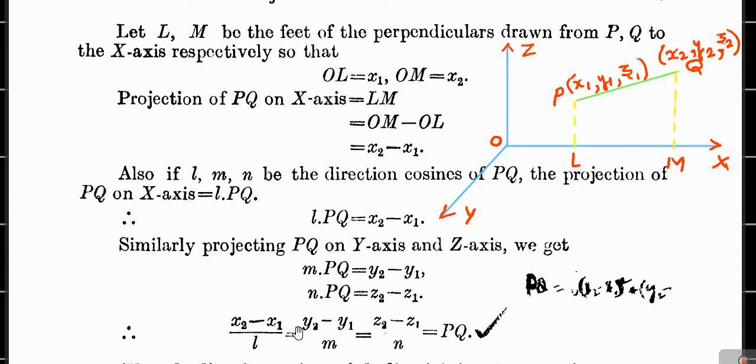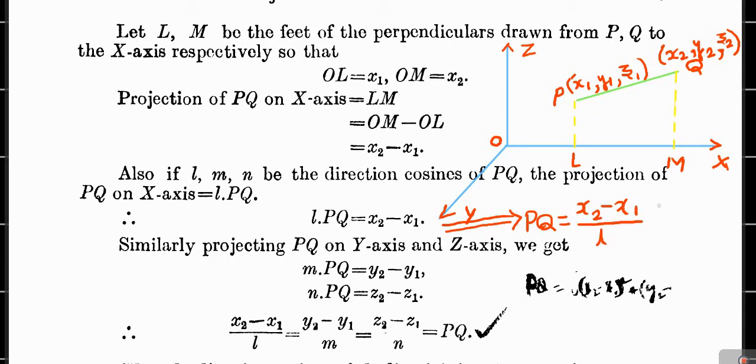Now this relation can be simplified and written in an equivalent form. What we obtained is L into PQ is equal to x2 minus x1, and this relationship implies that PQ will be equal to (x2 minus x1) upon L.